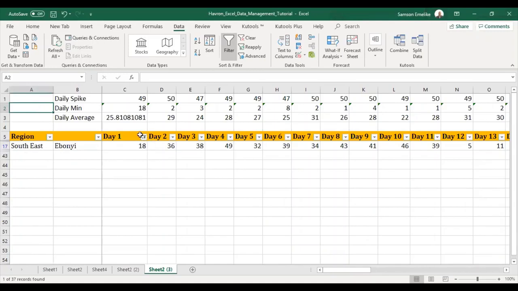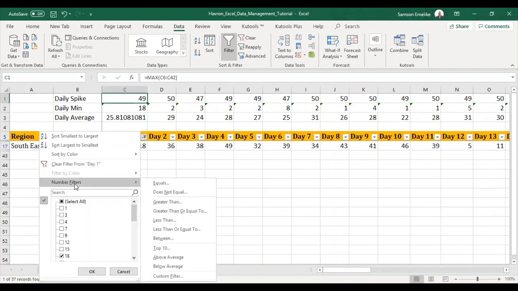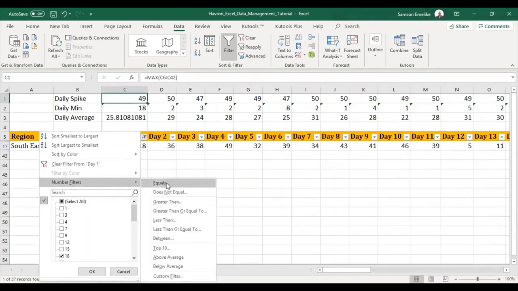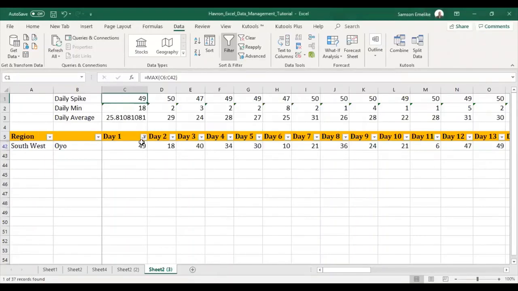Good. Then let us look for 49. How many states had 49? Okay, equals to 49. Okay, so it's only Oyo that has 49. So this is easy for us to find out which state is Oyo. I mean, which state has this.